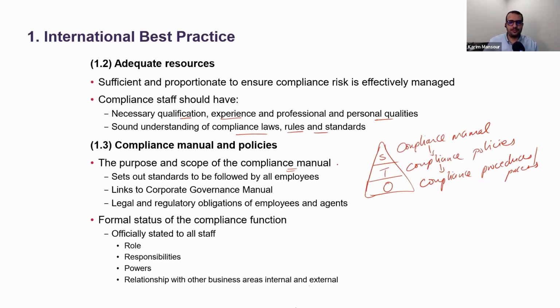So the scope of the compliance manual sets out standards to be followed by all employees, links to the corporate governance manual, because it only works with the corporate governance manual, and it includes legal and regulatory obligations of employees and agents, what we are expected to know as employees and agents. Now, it doesn't include everything. It is not detailed and granular. Remember for the exam, it is wide-ranged and a general manual.